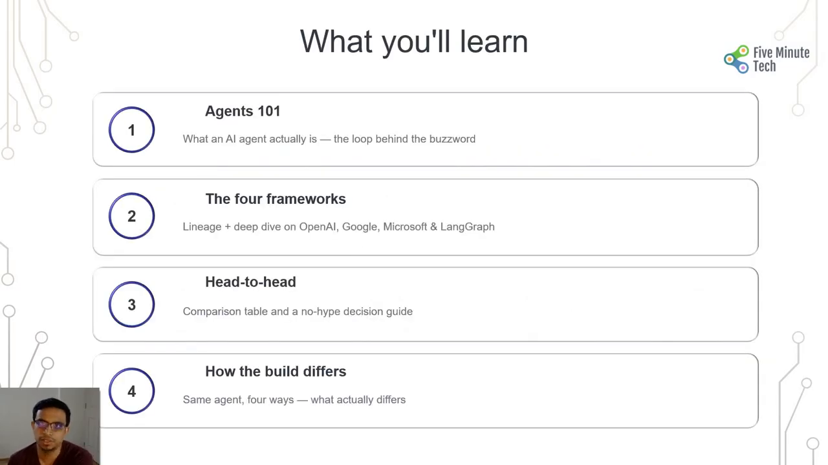So what we will be learning is agents one-on-one, what an AI agent actually is, and the loop behind the whole buzzword around what agents can do. The four frameworks, the lineage, plus a deep dive on OpenAI, Google, Microsoft, and LangGraph. We'll talk head-to-head about how they compare, with a comparison table and a no-hype decision guide on how you can make suitable decisions for the implementation of your agentic framework, and how the build differs for each of these frameworks, meaning the same agent built four ways.